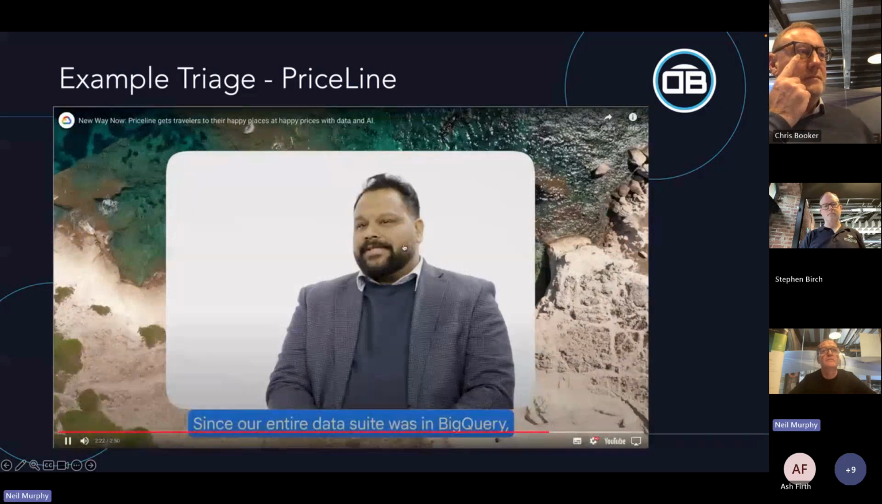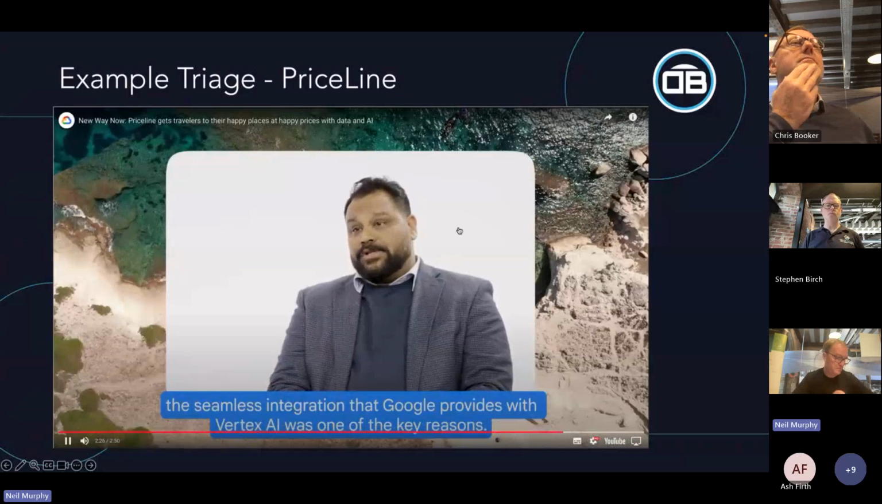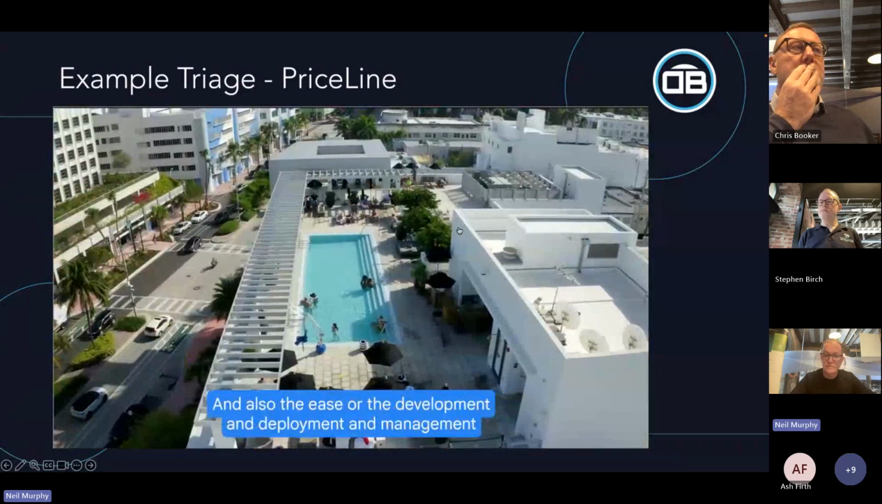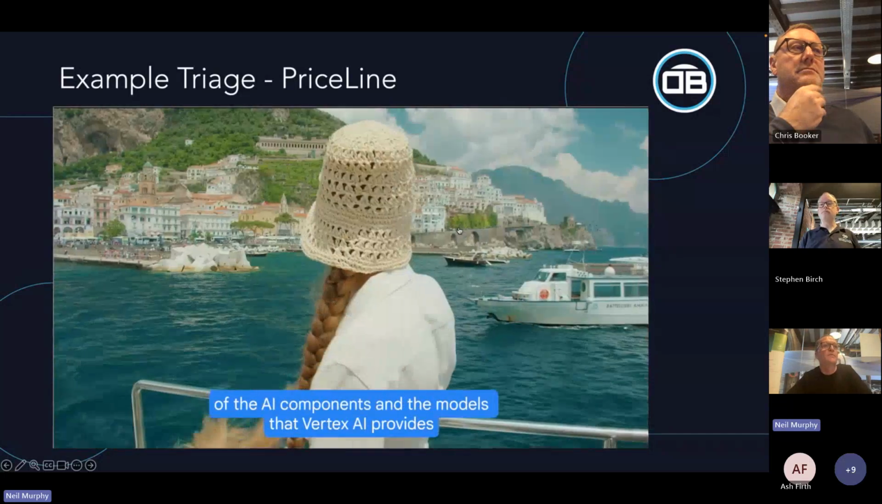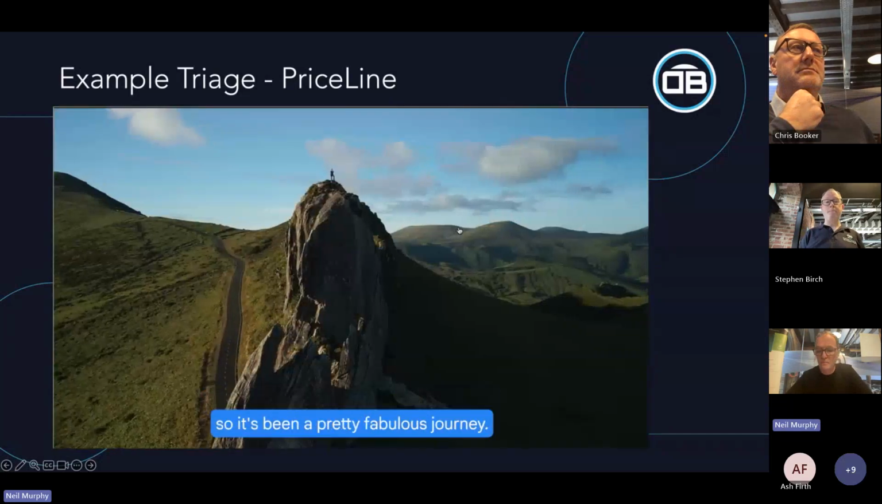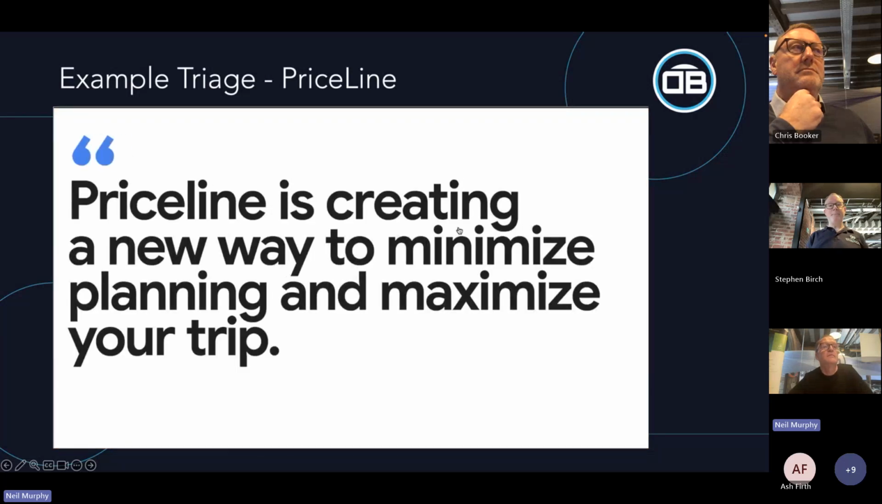Since our entire data suite was in BigQuery, the seamless integration that Google provides with Vertex AI was one of the key reasons. And also the ease of development, deployment and management of the AI components and models that Vertex AI provides. So it's been a pretty fabulous journey. Priceline is creating a new way to minimize planning and maximize your trip.